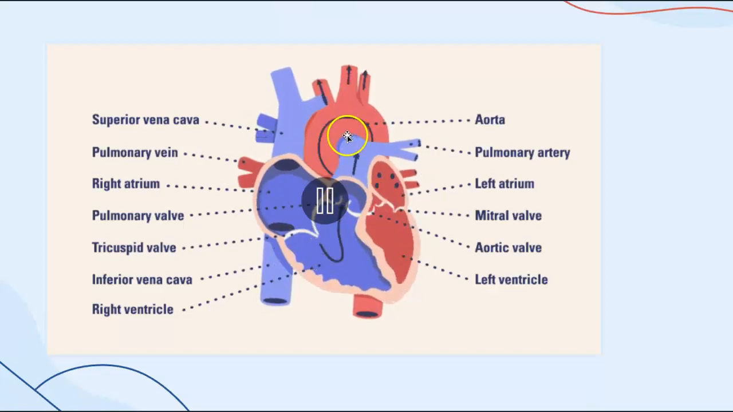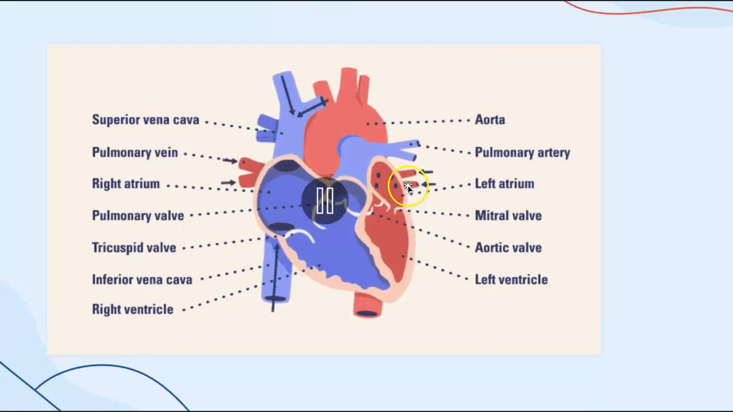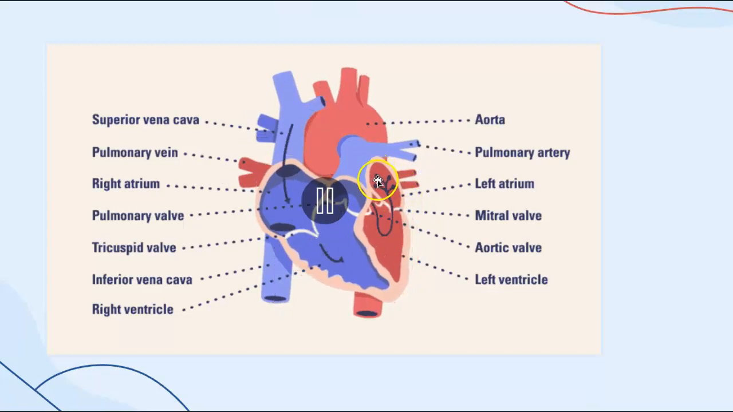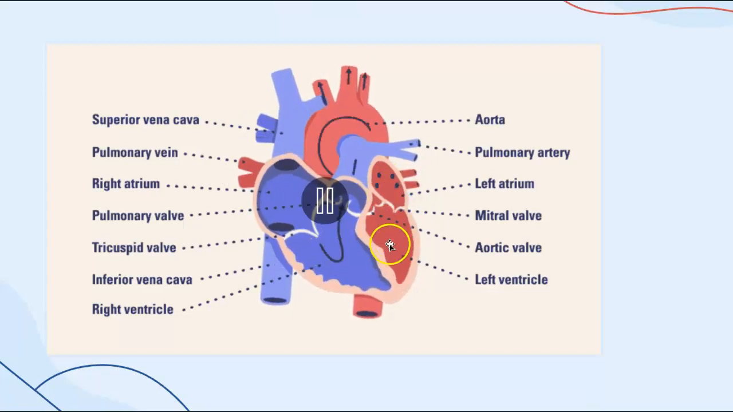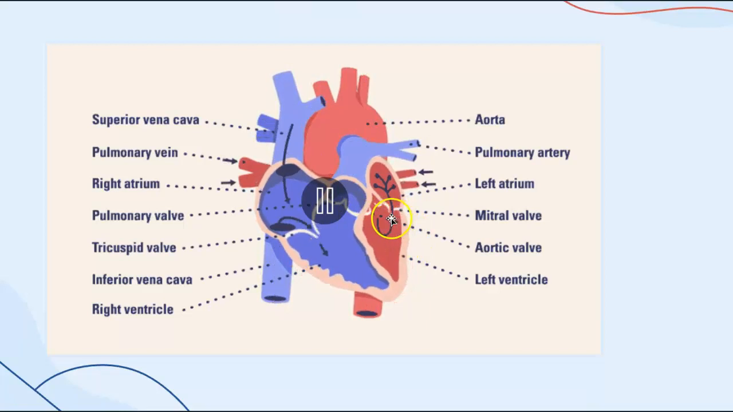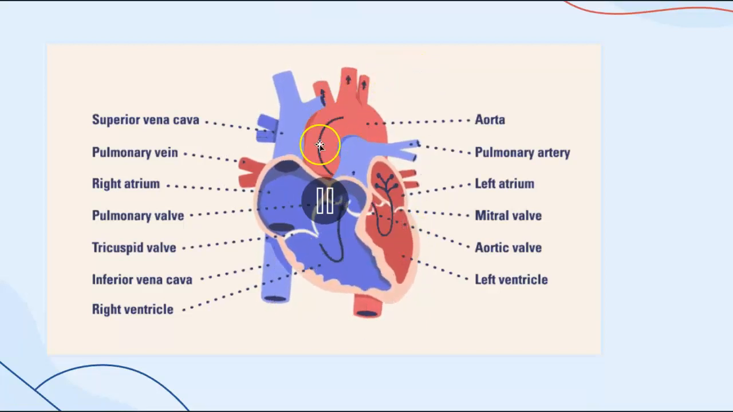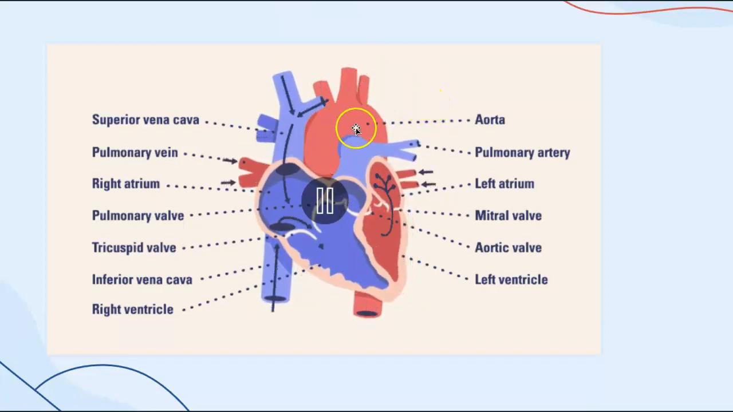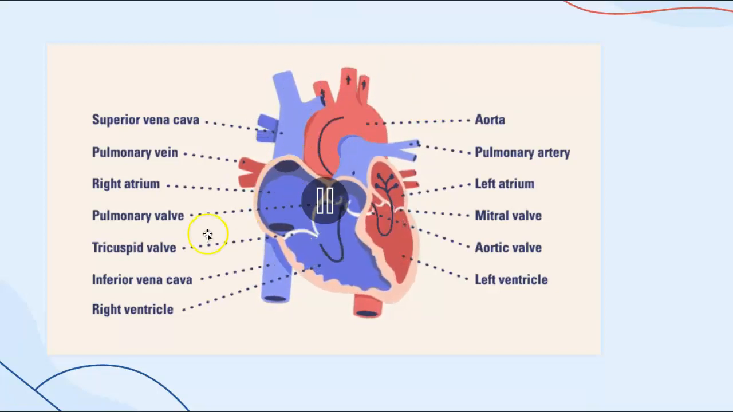This unoxygenated blood then will be pushed into the pulmonary artery by the pulmonary valve, and there it will be oxygenated in the lungs. Once it's oxygenated, it will get into the left atrium, and from the left atrium it will be pushed into the left ventricle through the mitral valve. From there, it will be pushed at the end to the circulation, or to the other parts of the body, through the aorta. So yeah, this is the function of each part of the heart.